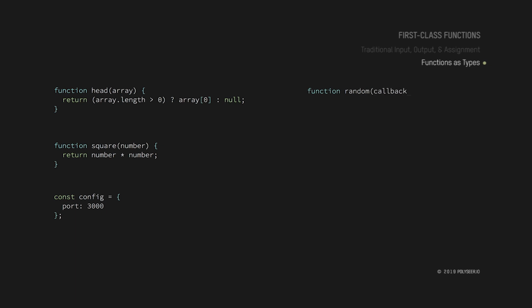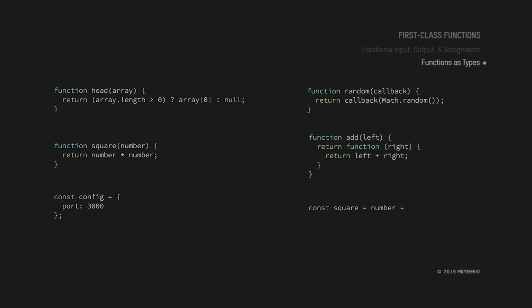can do the same thing with functions themselves. So in this function random here, we take a function as an argument called callback and then call it with some random number. We also can even return a function from a function. And we'll go into a little bit more detail with the function add here in a bit. But what you need to know now is that there's no problem returning functions from inside of functions. And finally, you can even assign functions to variables in the case of square. It just takes a number and then multiplies it by itself.